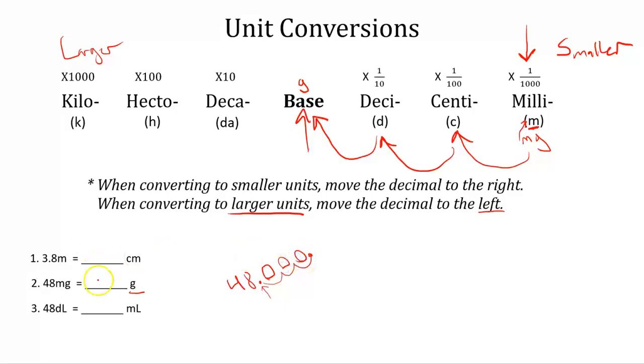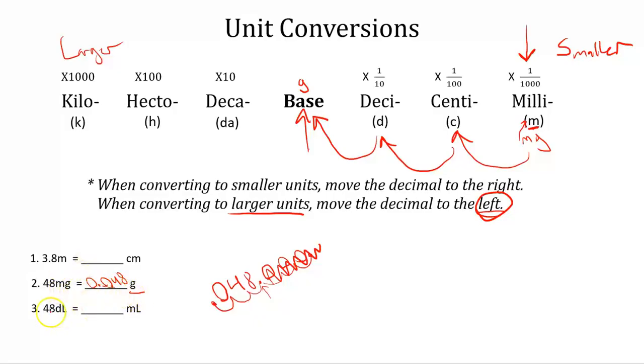So 48 milligrams, oh, sorry. I want to go to the left, not the right. Okay, so just disregard what I just did. I want to go the other way. I want to go left. 1, 2, 3. Fill in with a 0. So 0.048 grams is the same thing as 48 milligrams.